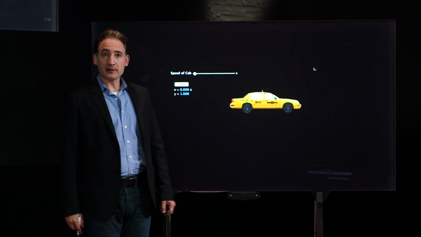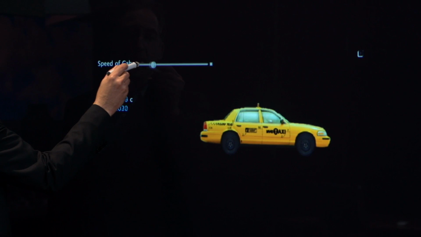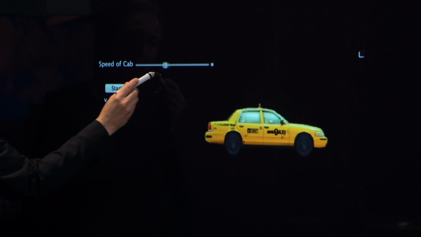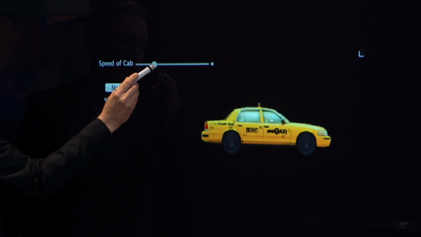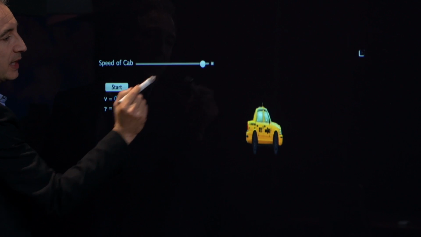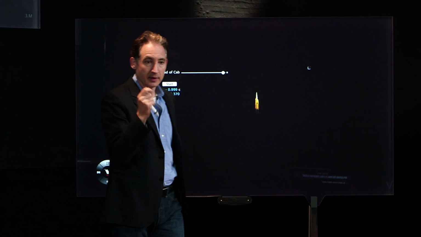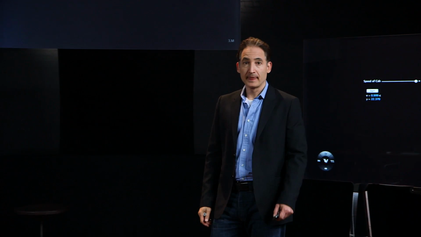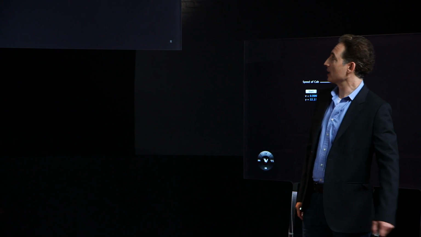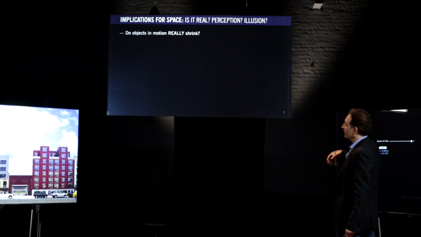So this little demonstration here allows you to pick the speed of this taxi cab as it's rushing by you. And again, get a feel for this in your bones. As the speed creeps up, not much of an effect on its length, but when the speed approaches the speed of light, the object gets ever shortened along the direction of motion. Now, you can ask yourself a natural question at this stage, which is, does the object in motion really shrink?